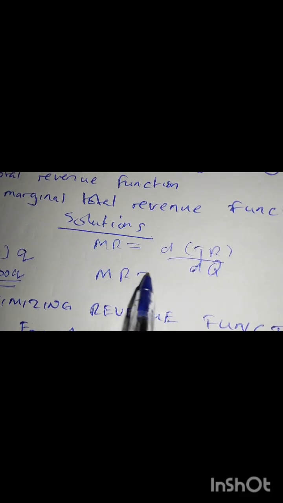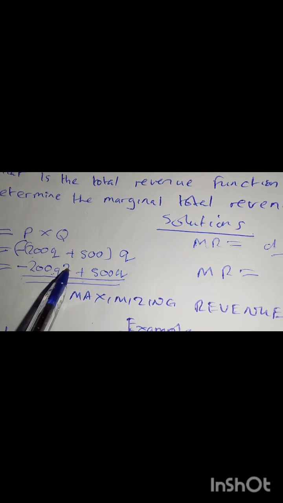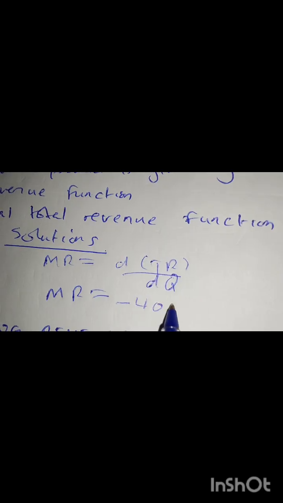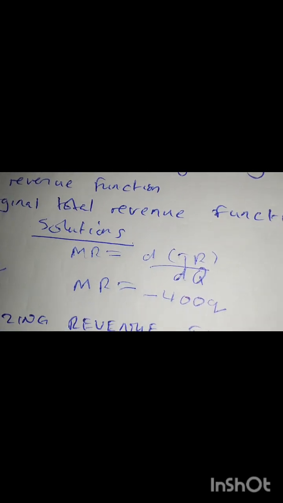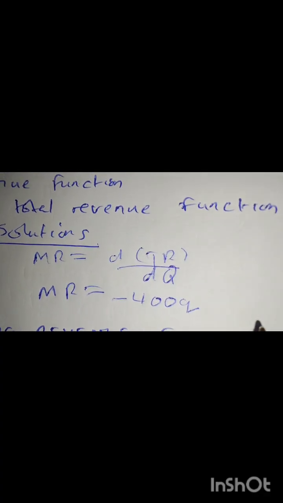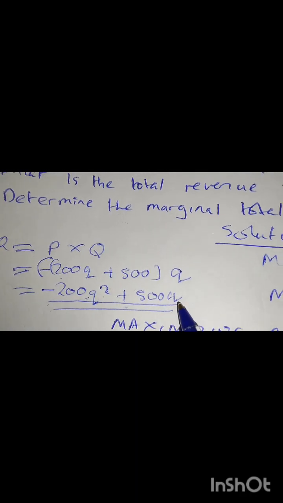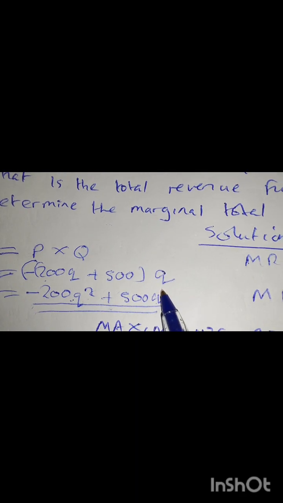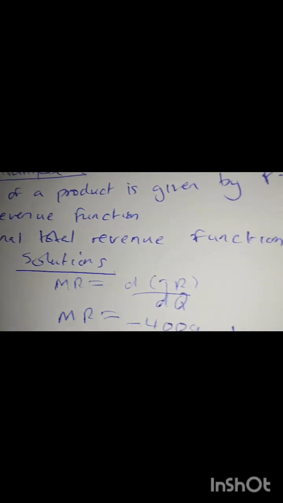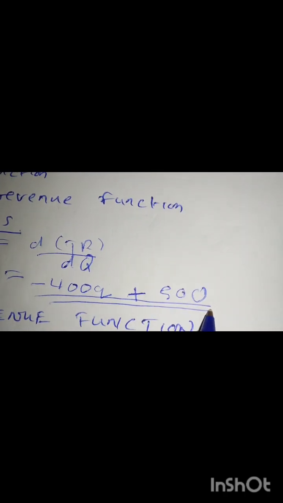So marginal revenue is equal to, if we differentiate negative 200Q squared, it will be 2 times negative 200, which gives us negative 400Q. The power is 2 minus 1, which gives us 1. Plus the differentiation of 500Q: this Q is to the power 1, so 1 minus 1 gives us 0, and 1 times 500 is 500, so plus 500. So this is simply our marginal revenue function.